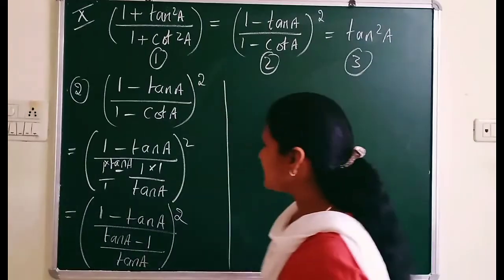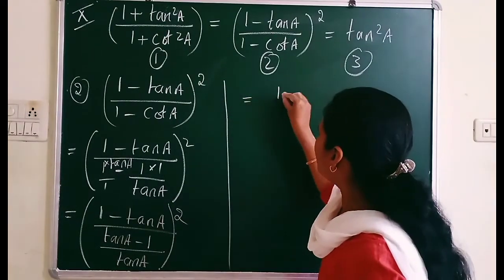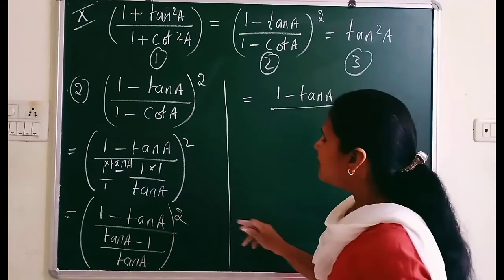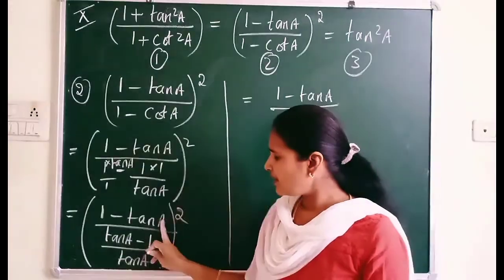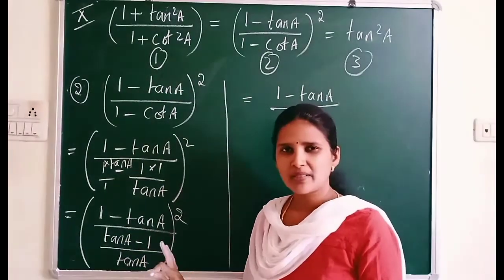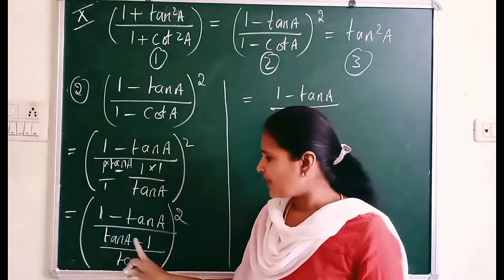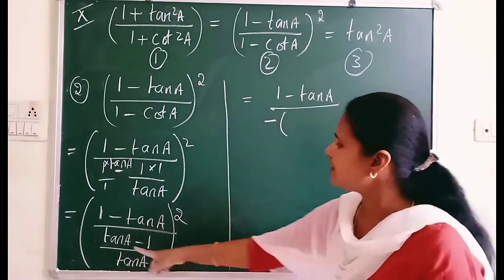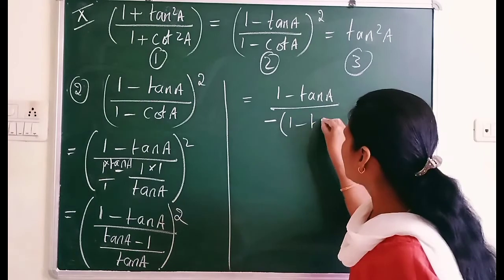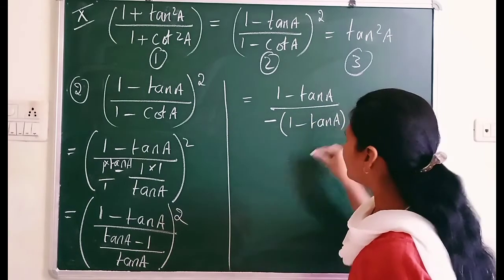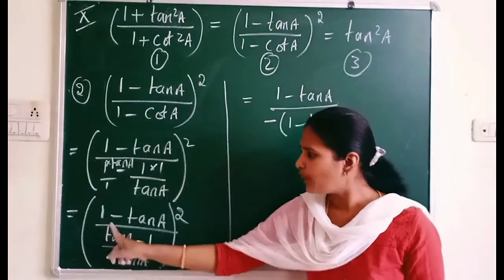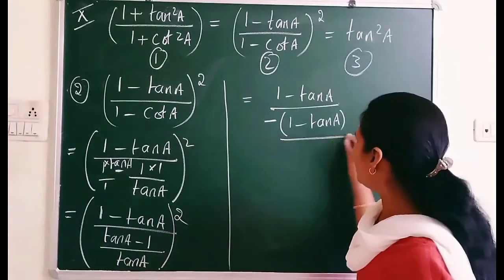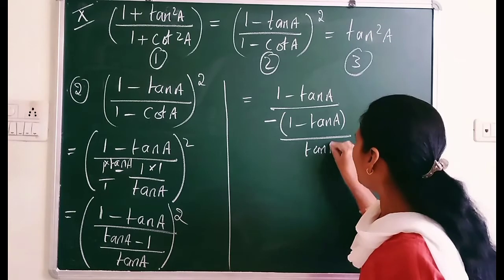So from this how can I simplify? Write the numerator as it is, 1 minus tan A, divided by, in this you can see 1 minus tan A and tan A minus 1. Both are not the same; the terms are reversed. But if I take minus common here, I can write this as 1 minus tan A. Why did I take minus common? To make this tan A minus 1 into 1 minus tan A. So divided by tan A, whole square.